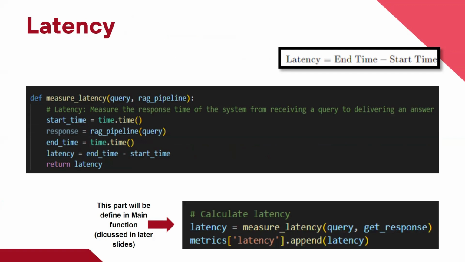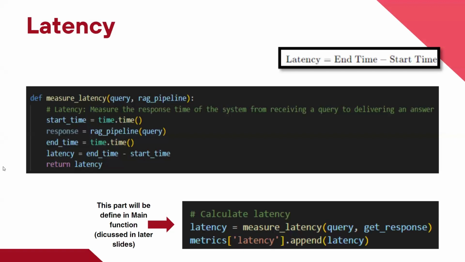Let's define a function named measure_latency that takes two arguments, query and rag_pipeline. The query is expected to be a string representing the user's query, and rag_pipeline is expected to be a function or method that processes the query and generates a response. Now, let's record the current time in seconds and store it in a variable start_time. This marks the start time of the query processing.